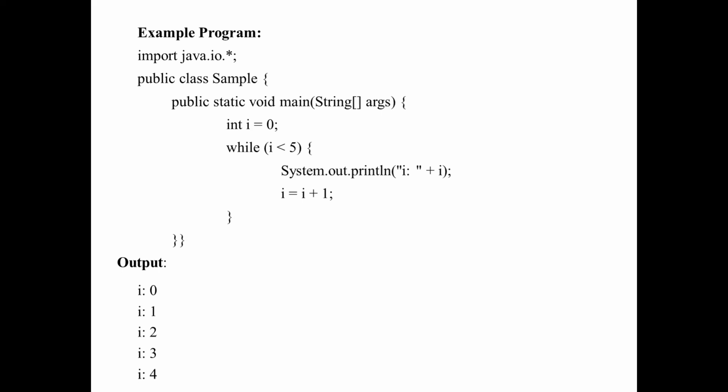So the condition becomes true, it prints i. Again i is incremented by 1, 1 less than 5. So 1. Then again 2, 3, 4. When it checks, it will print 4, and 4 plus 1 is 5. It checks 5 less than 5, the condition is not true because it is not less than or equal to, it is only less than. So the condition fails. Here the output stops at 4.